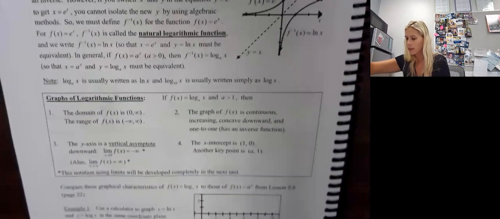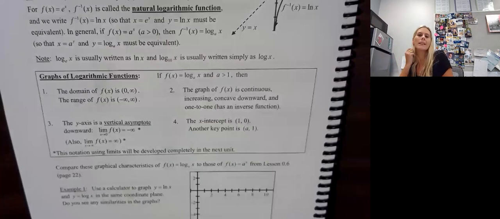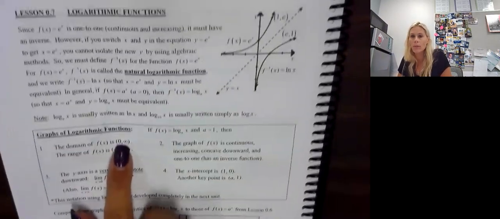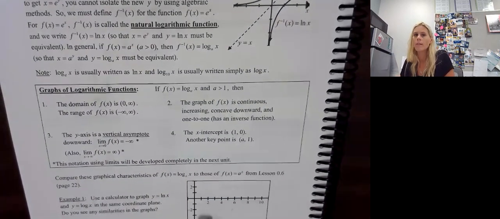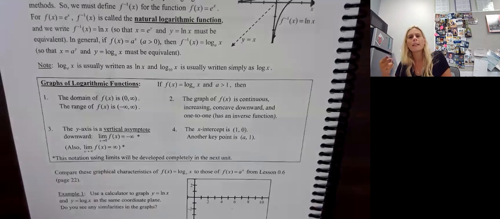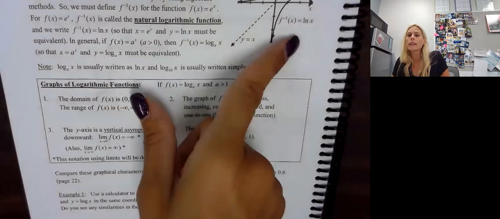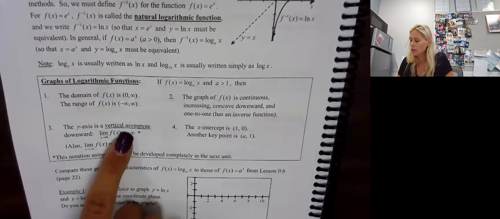So let's talk about the graph a little bit. f of x is log base a of x, where a is a base that's greater than 1. That means the domain goes from 0 to infinity. See that asymptote there? And then the range goes from negative infinity to infinity, which makes sense because if they're inverses, their domain and range switch. In this case, f of x is continuous and increasing, but it's concave down. And that vertical asymptote, right?